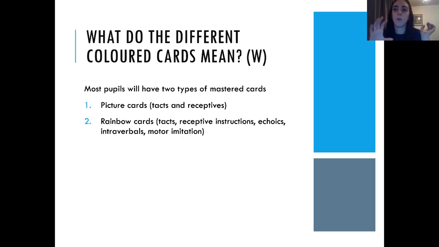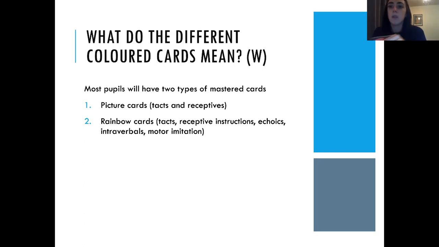So we have what we call their picture cards. They are simply pictures that are printed out, cut out, and stuck on white cards. These are generally tacts and receptives, which means that the pupil can respond to that picture. Let's use this for an example. Say we've got flowers here. If this was a pupil's mastered picture card, and we ask them, what is it? They would be able to respond flower.